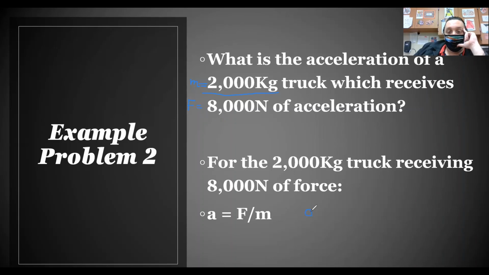So again, we're going to set it up as force divided by mass, 8,000 newtons of force divided by 2,000 kilograms. 8,000 divided by 2,000 will give us an answer of 4 meters per second squared.